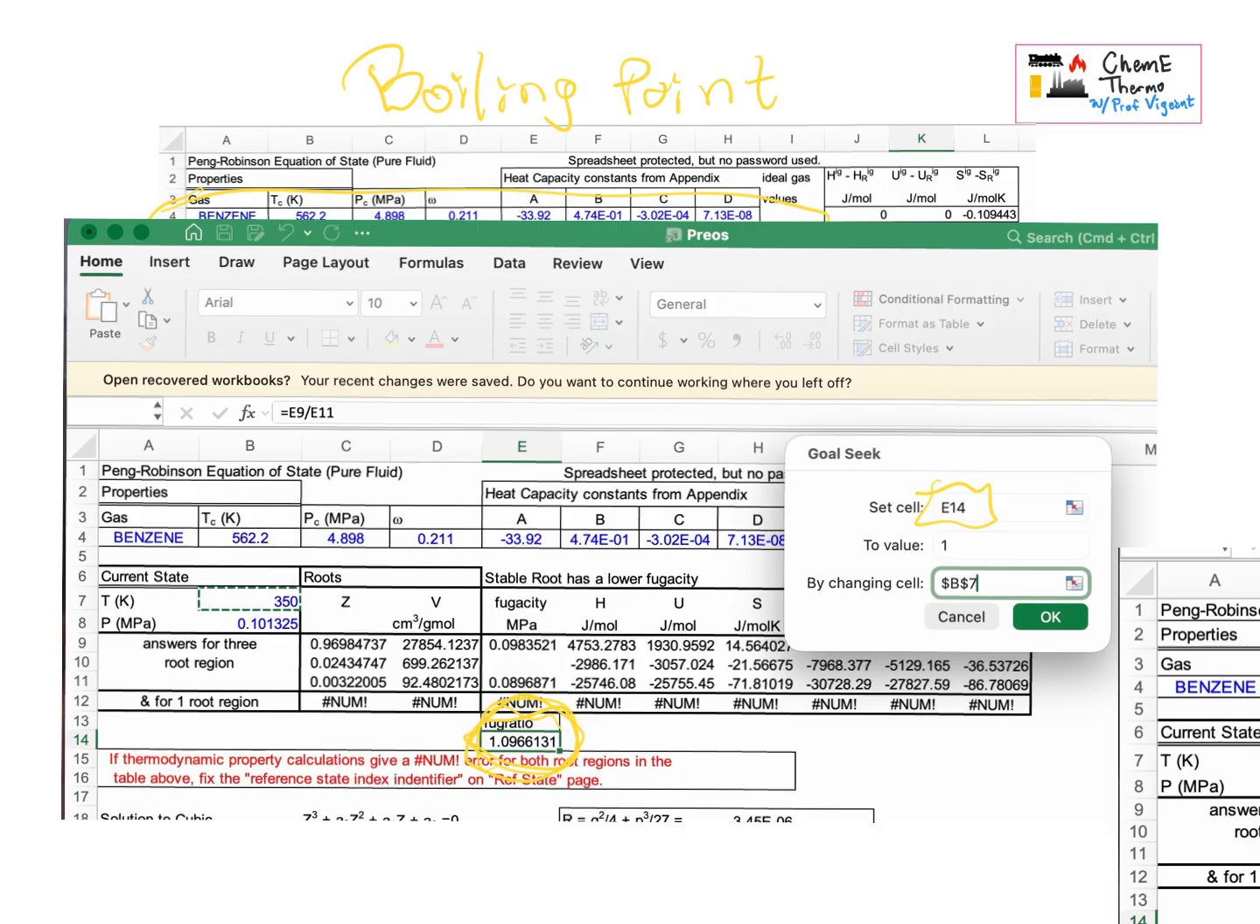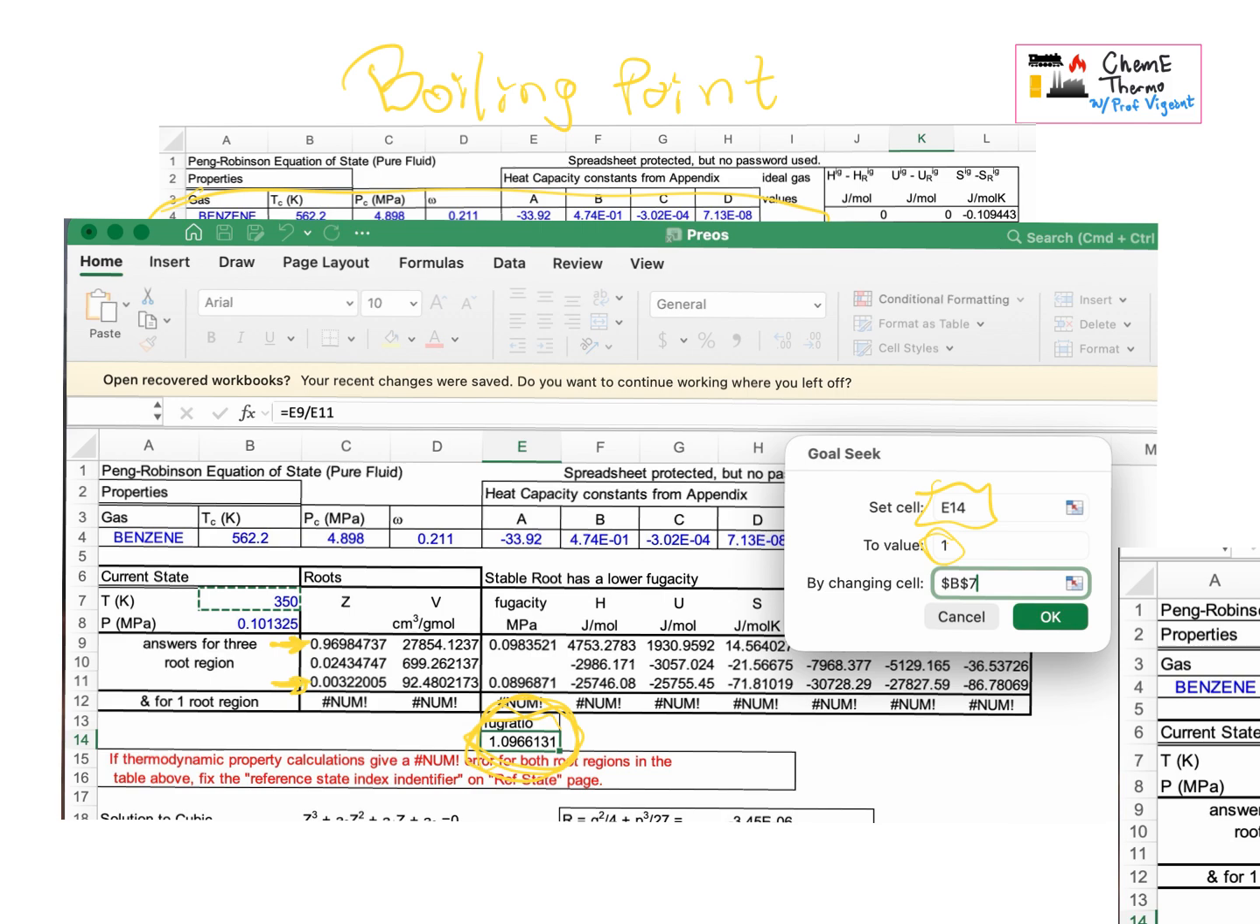E14 is the fugacity ratio cell. And I want to set it to value 1. That means fugacity of the liquid and fugacity of the gas are equal. By the way, can you see this here? So Z, very close to 1 there. So that's the vapor phase. Down here, very far from 1, so that must be the liquid phase, just so you know.